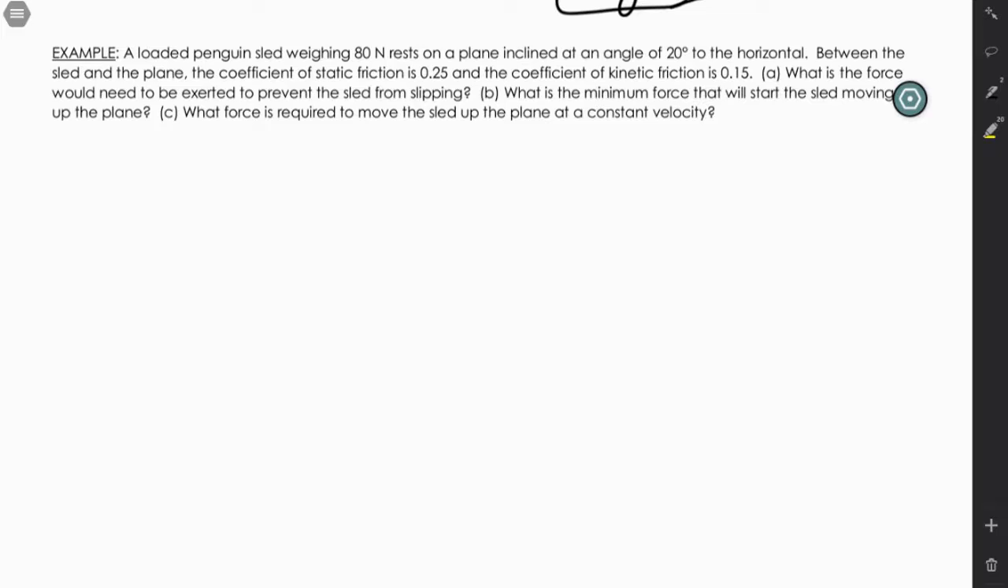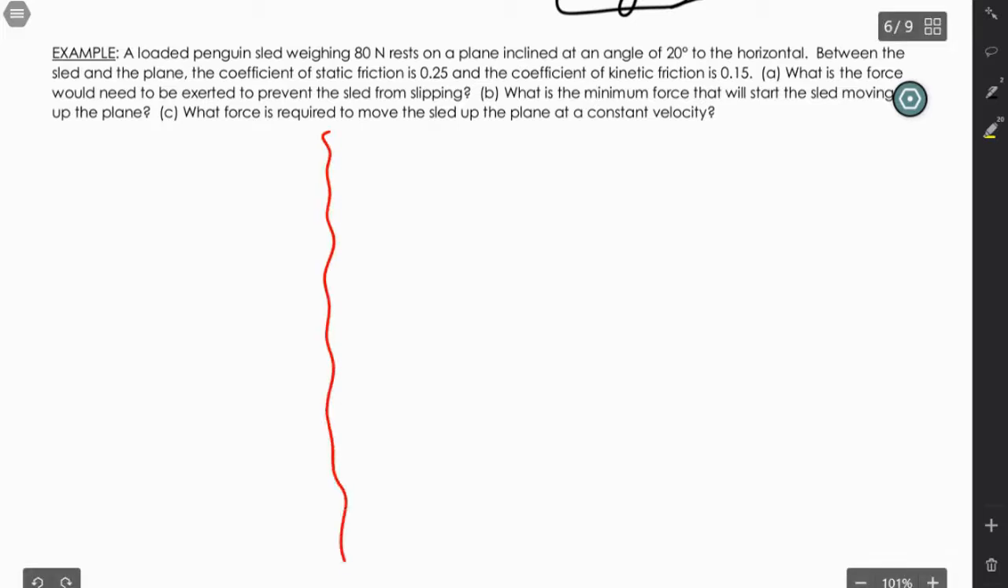All right, next question says a loaded penguin sled weighing 80 newtons rests on a plane inclined at an angle of 20 degrees to the horizontal. Between the sled and the plane, the coefficient of static friction is 0.25 and the coefficient of kinetic friction is 0.15. A, what is the force that would be needed to be exerted to prevent the sled from slipping? And then what is the minimum force that will start the sled moving up the plane? And what force is required to move the sled up the plane at a constant velocity?